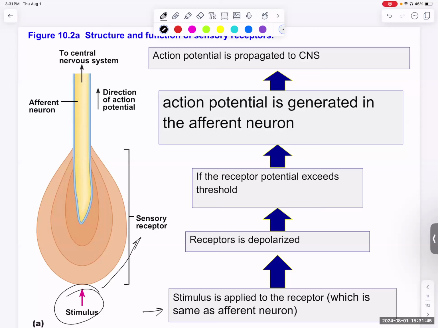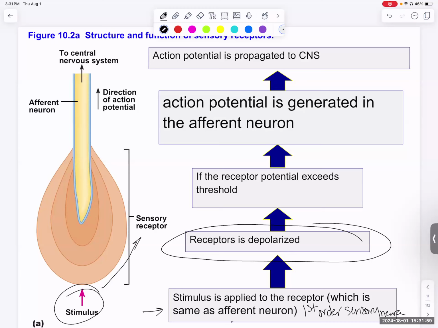So stimulus is applied to receptor, which is the same as the afferent neuron. We also call it first order sensory neuron. And if the stimulus is enough to depolarize to negative 55 millivolts, then it's going to exceed threshold and we have an action potential generated.